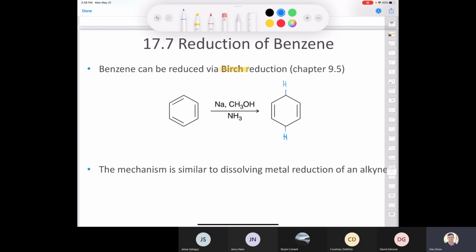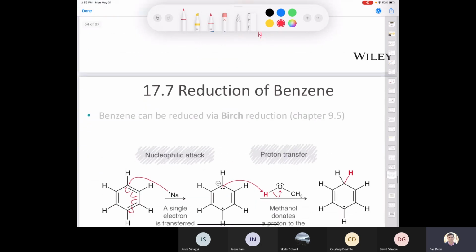But this is not outside of the realms of possibility, because you remember that when we looked at the dissolving metal reduction of an alkyne, we took that alkyne, we treated it with sodium in liquid ammonia, and we added hydrogens that way too, didn't we? Right? We ended up adding 2 hydrogens overall in the reaction. So let's take a look at the mechanism of this Birch reduction.